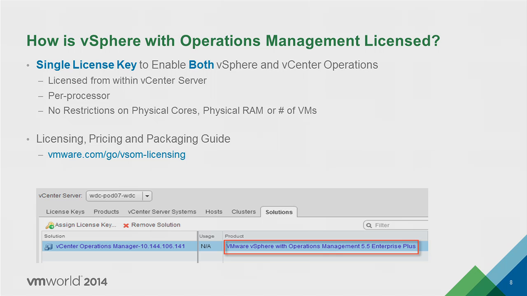One single key that you can apply to your vCenter, and it licenses all the products. Separate installs, one license key that licenses the entire substrate. There's a white paper that covers all the licensing and packaging. It's about a 10-page white paper, or 11 pages if you count the blank page at the end. But that gives you everything regarding the facts and the licensing and packaging. Check that out. It's vmware.com/go/vsom-licensing.